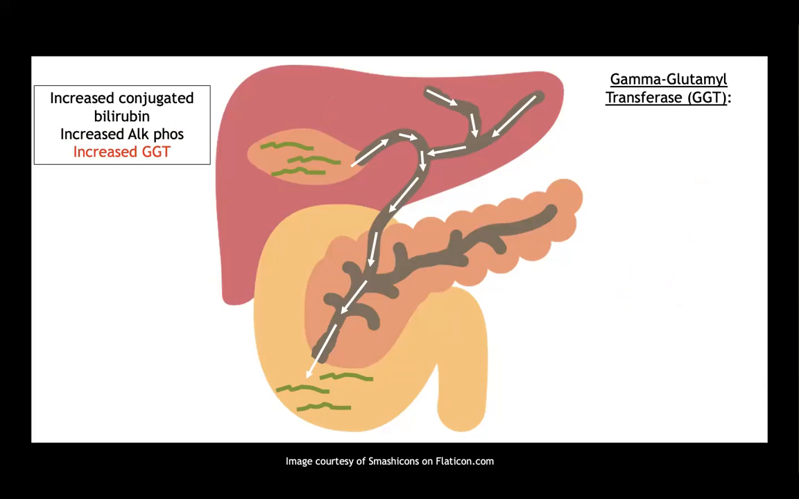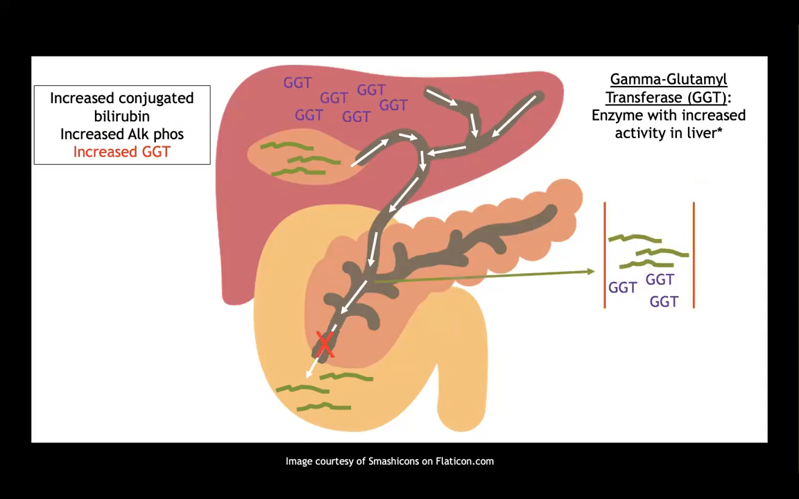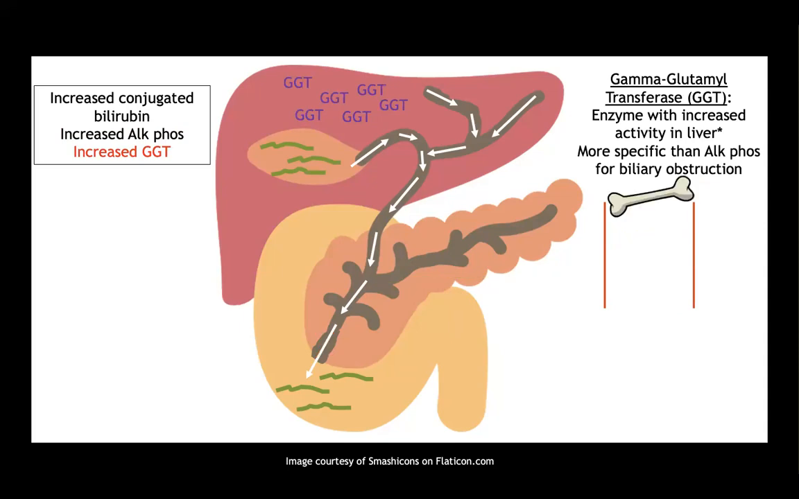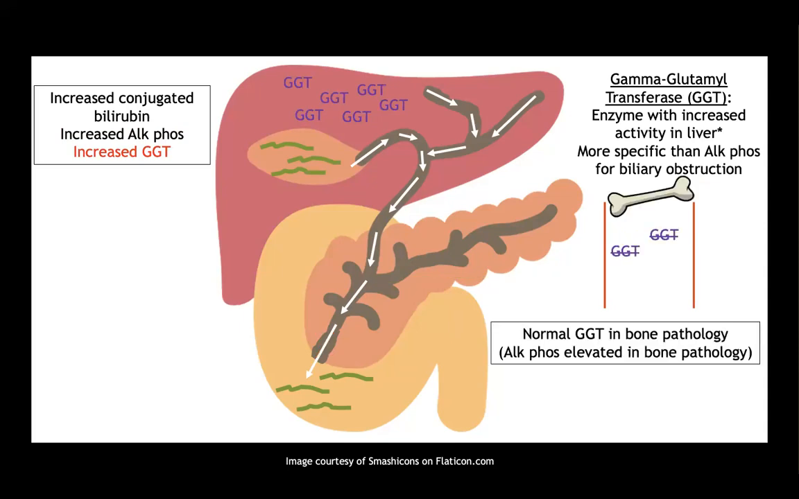On the other hand, GGT is pretty much associated with liver obstruction. So if there's an obstruction, you'll get a ton of GGT in your blood. And this time, if you do have a bone problem, you're not going to have elevated GGT. So it's much more specific.